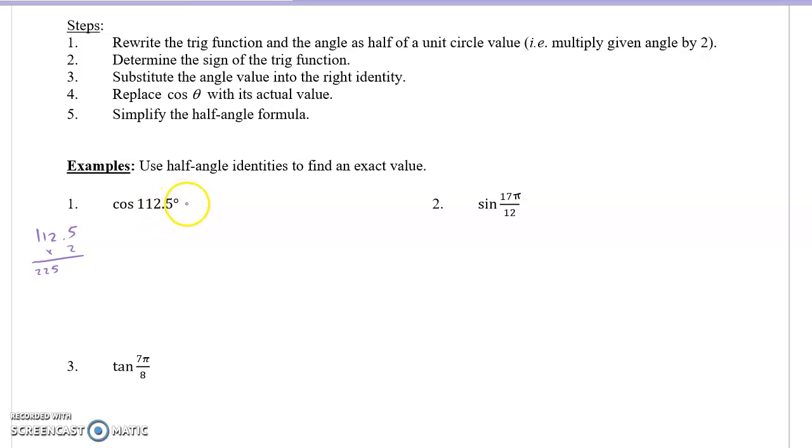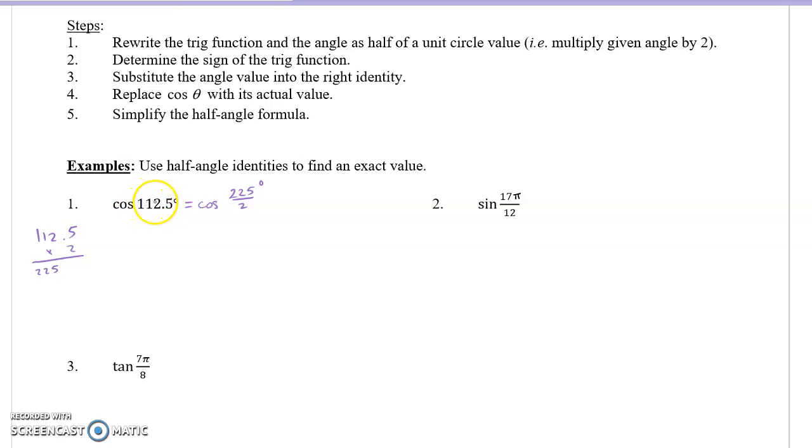Okay, so that means I'm not going to take the cosine of 225, but I'm going to take the cosine of 225 over 2 degrees, right? Because 225 over 2 is the same thing as 112.5.